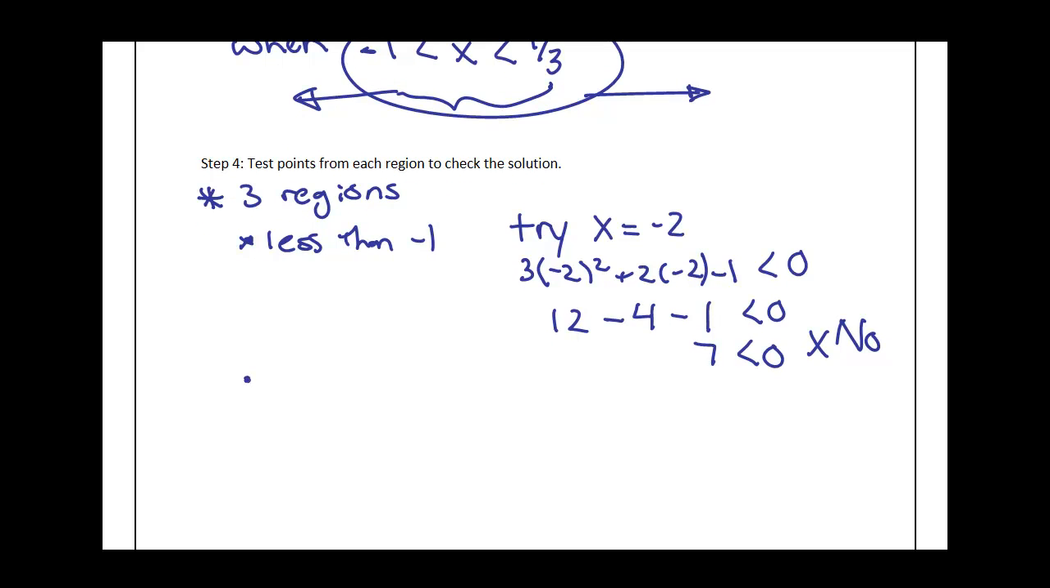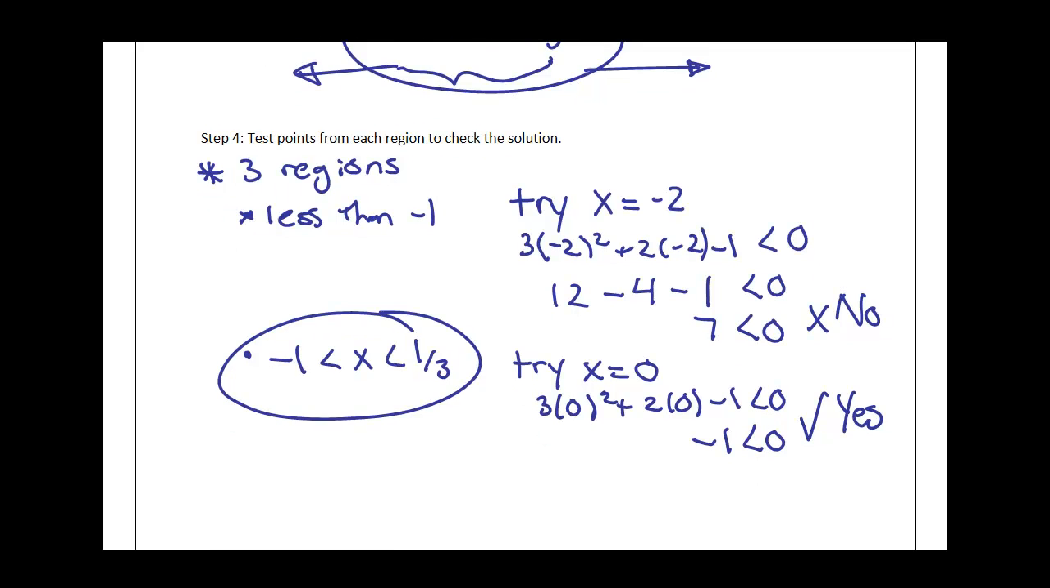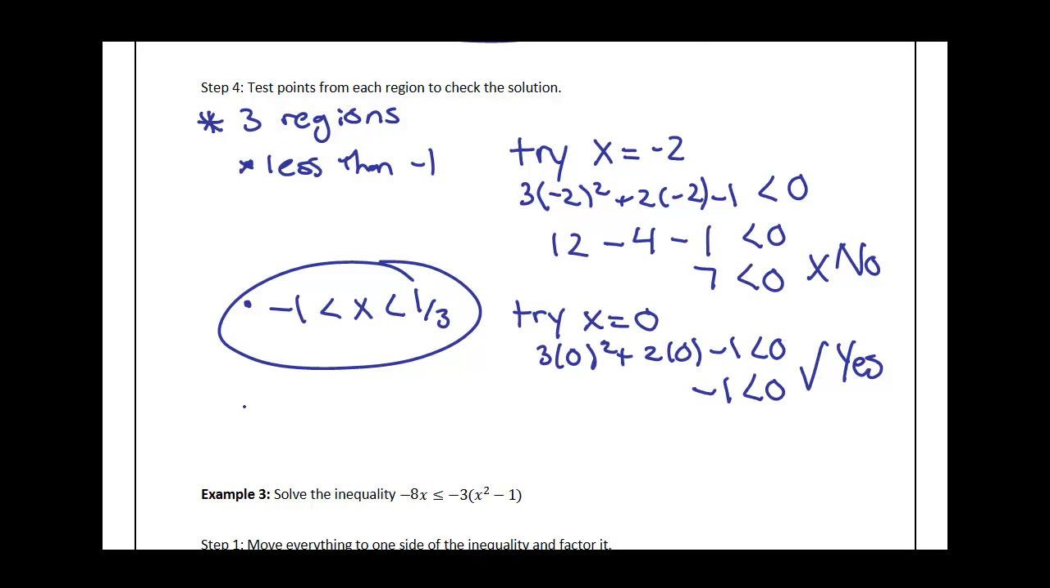The next region we can try is when it's in between -1 and 1/3. Try x equaling 0 because it lies in between and it's an easy point to solve with. We got 3 times 0 squared plus 2 times 0 minus 1 less than 0. Well, this comes out to just minus 1 is less than 0, and yes, that is what we want. So this is a good solution here, which we've already determined to be our solution.